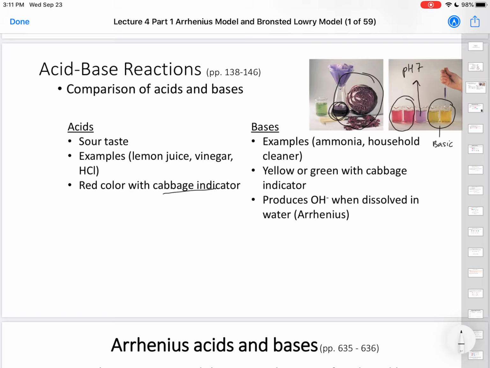Examples of basic solutions are ammonia and household cleaner, and they turn yellow or green with the cabbage indicator. And we'll cover this at a later time. I should have gotten rid of this on this slide. We will cover that definition at a later time in this video.